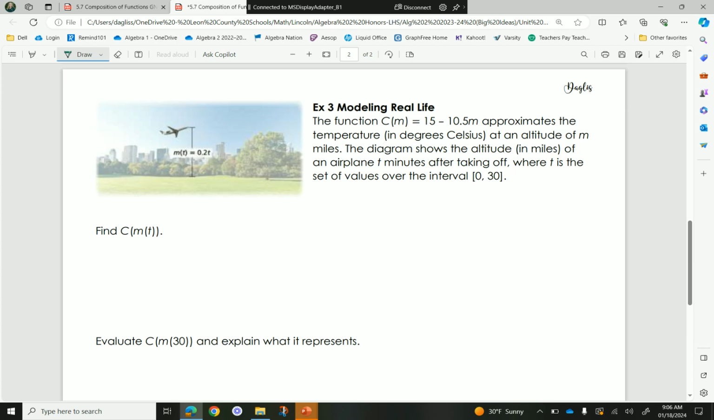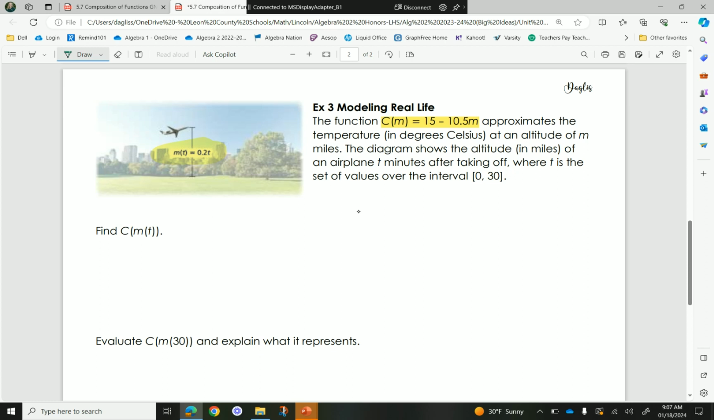Okay? We're good? Because we agree, it doesn't go up forever. That's why it's giving me a time frame. After 30 minutes, the plane levels off and goes straight. But it is ascending between those first 30 minutes of takeoff. All right, find C of m of t. Okay, well, I see the C function. Where's my m function? It's in my picture. So C of m of t.